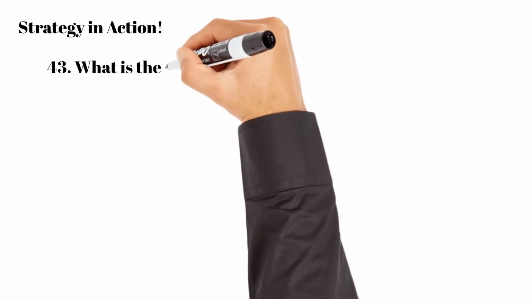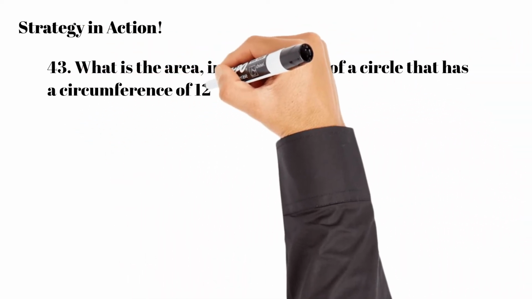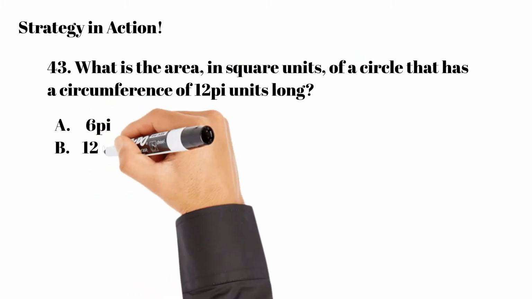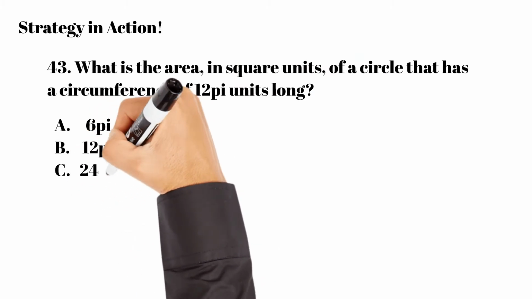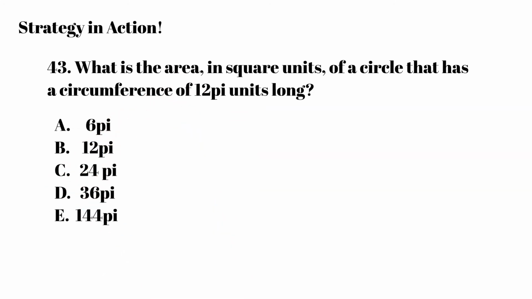Question 43, what is the area in square units of a circle that has a circumference of 12 pi units long? A, 6 pi, B, 12 pi, C, 24 pi, D, 36 pi, or E, 144 pi. Seems a bit tricky, but let's break it down.